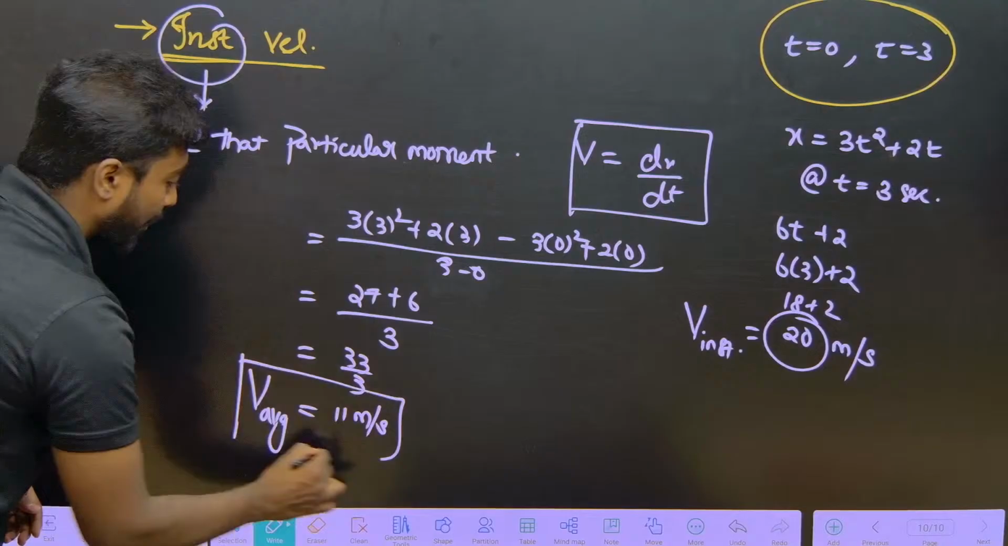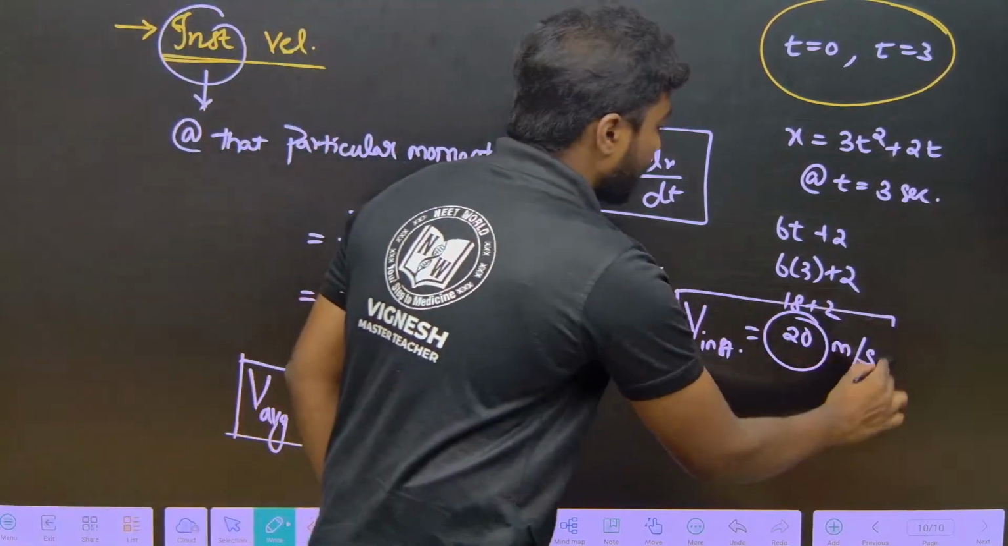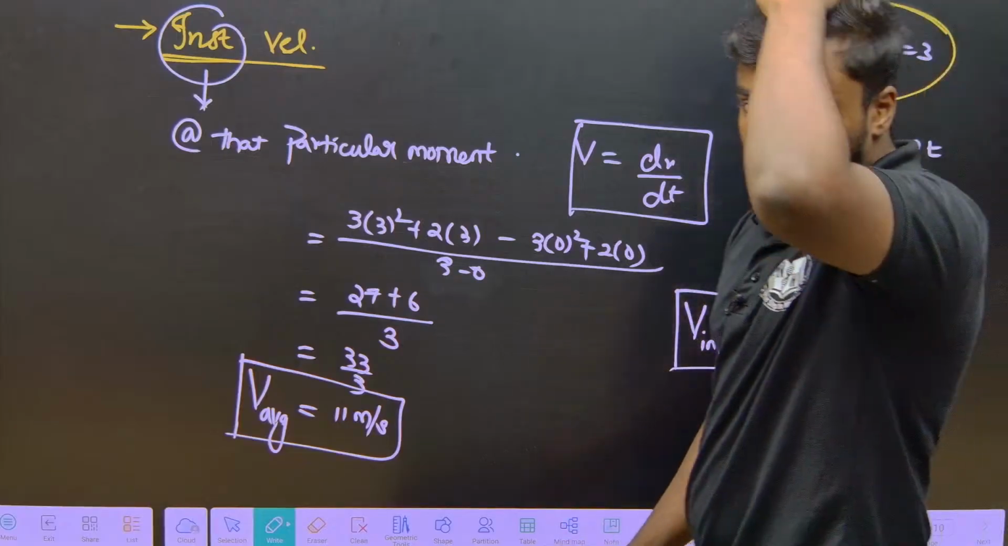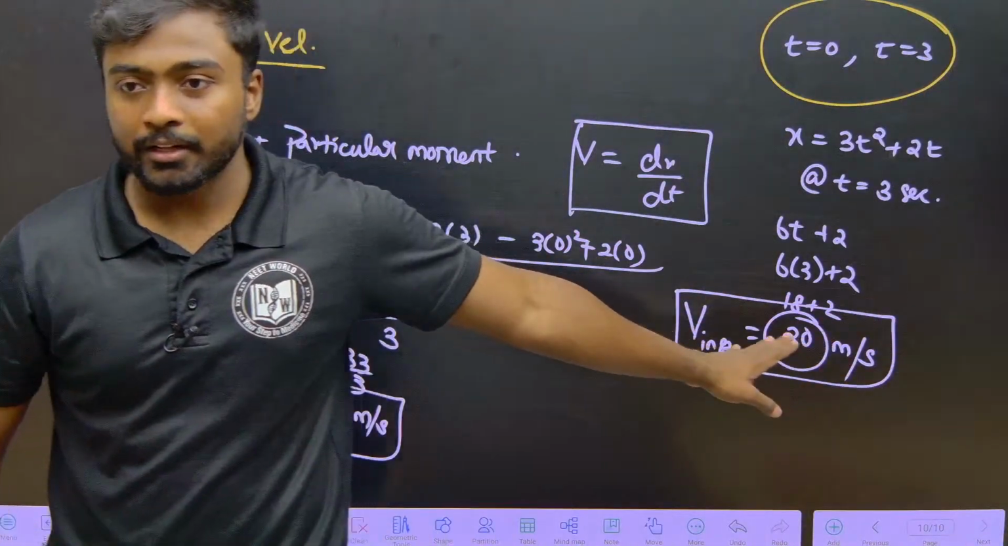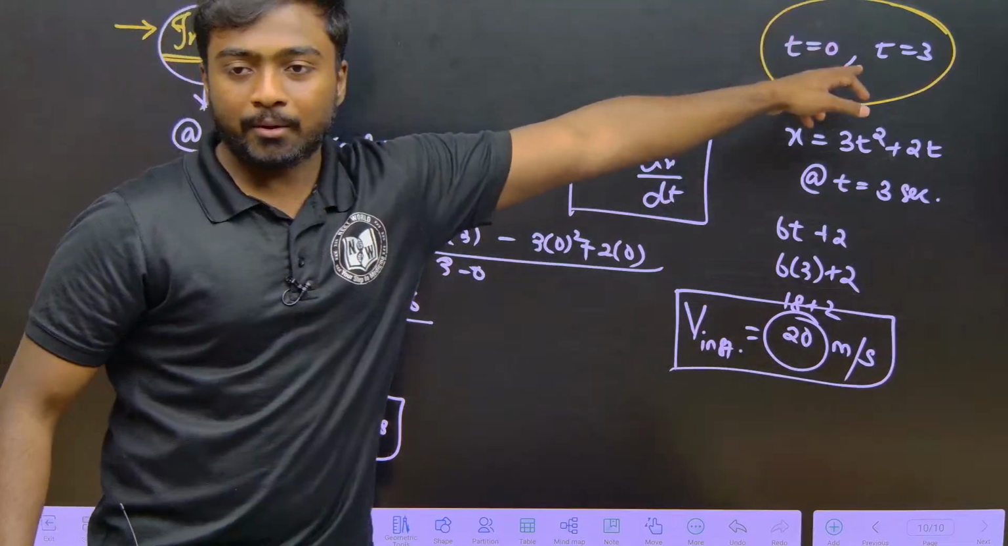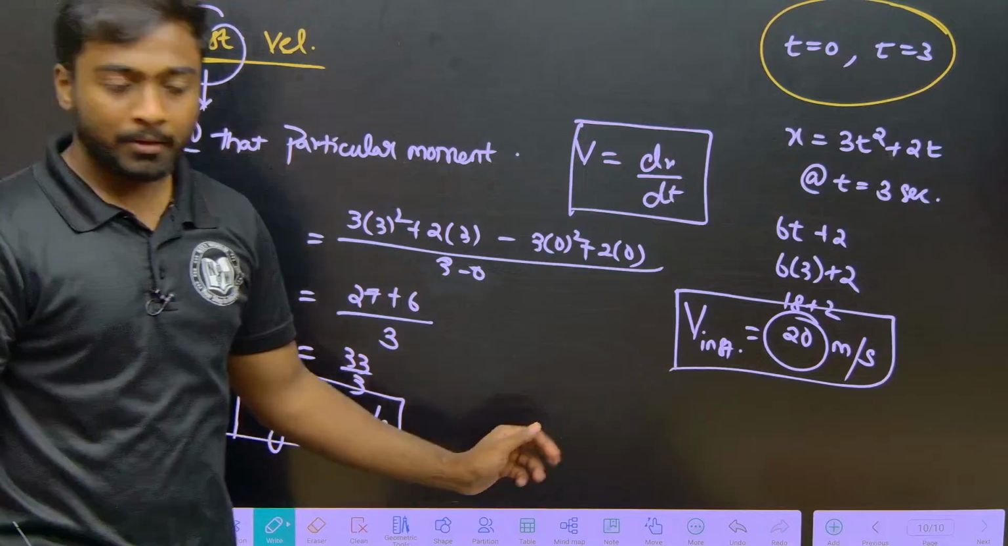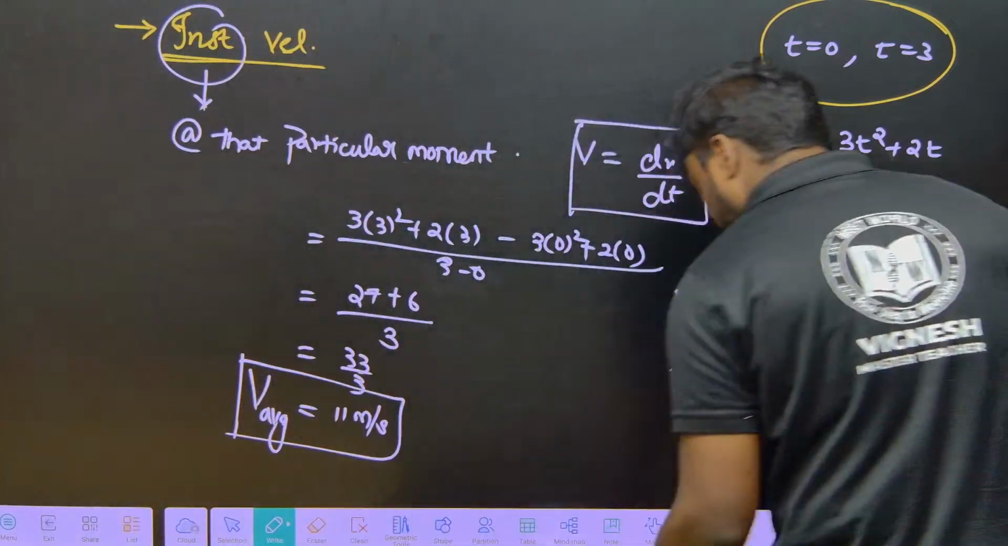Any doubt in calculating V instant and V average? If the equation is given and time is mentioned like this, at t equals 3, I should talk about the instantaneous. At t equals 0 and t equals 3, I should talk about the average. Okay, any doubt? I will give a problem here now.